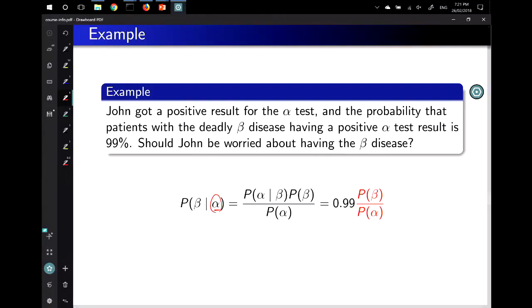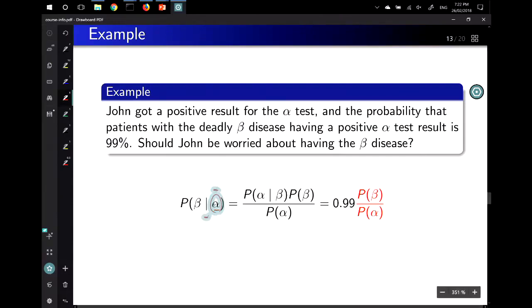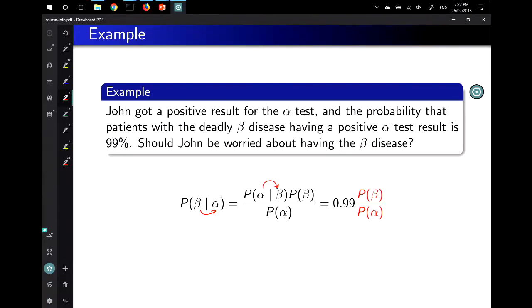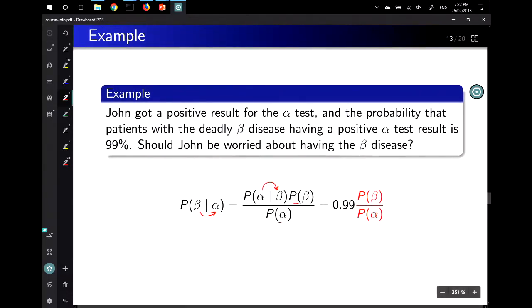One of the rules we are going to use is Bayes' rule, Bayes' theorem. Basically, it says you can swap these two things. Now this is beta conditioned on alpha, and I can reverse the two, rewriting the equation by switching the two parts. In order to do that, you need to have these two parts as well. To some extent, this part is already known. It is given in the facts.